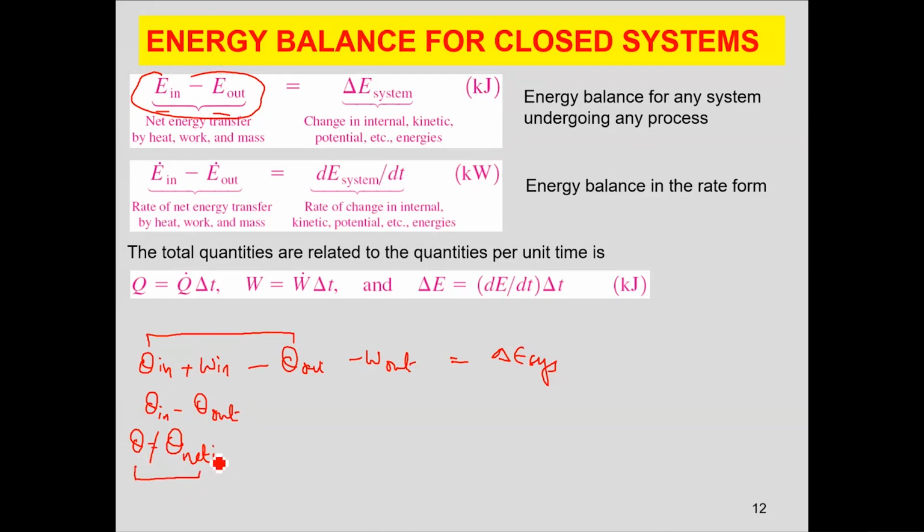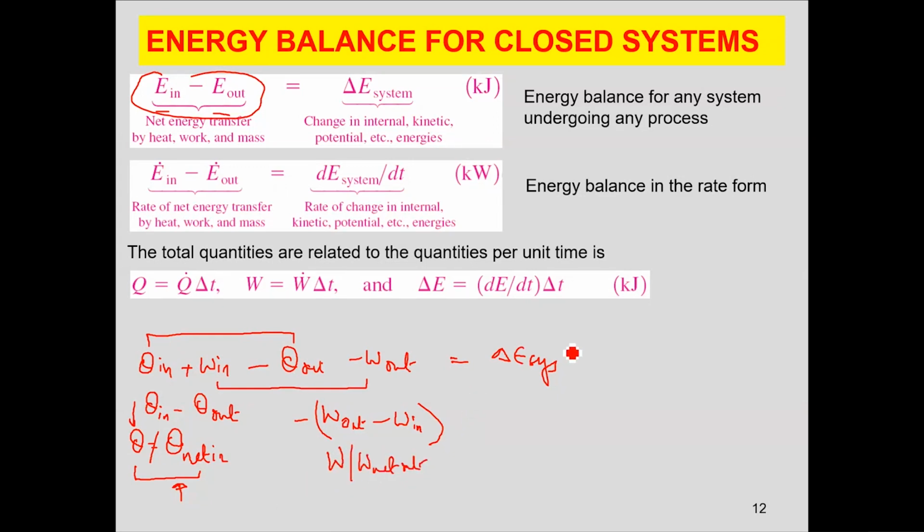These two terminologies are normally used when I combine Q in minus Q out. Q in minus Q out can sometimes be written as Q, or can also be written as Q net in. Similarly, work in and work out are combined together as work out minus work in, and you have a negative sign outwards. So it could be written as work or work net out.